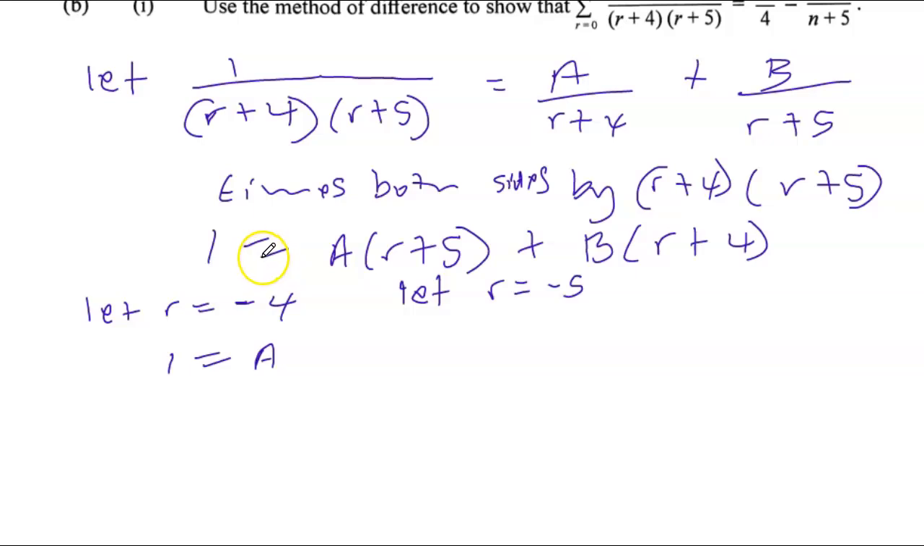And of course we can also let r be negative 5. If r is negative 5, again, the left hand side is 1. The first bracket will become 0. Negative 5 plus 5, that's 0. So that disappears. And here, negative 5 plus 4, that's negative 1. So negative 1b. Divide both sides by negative 1. So the value of b is negative 1.